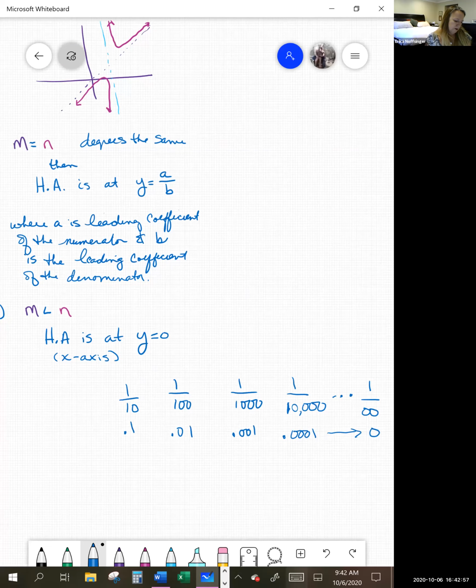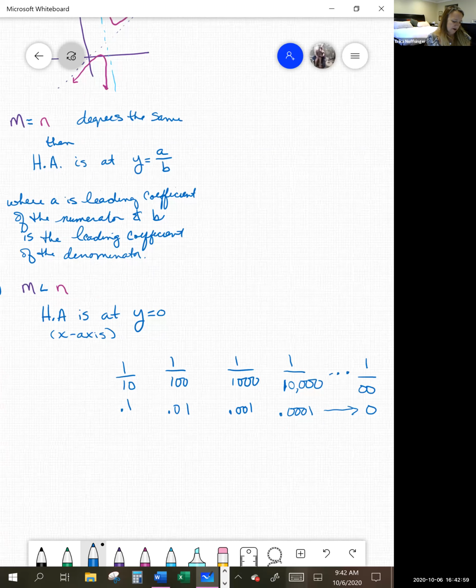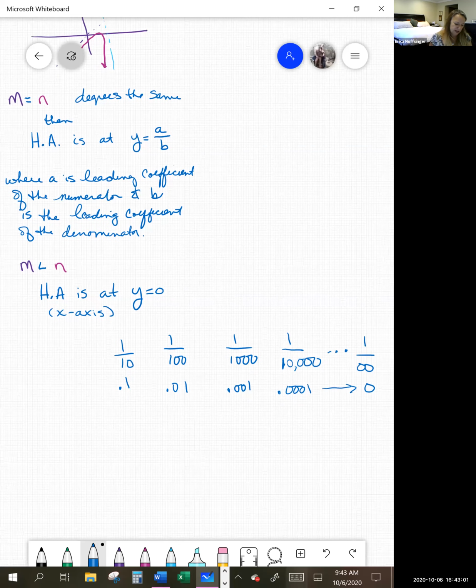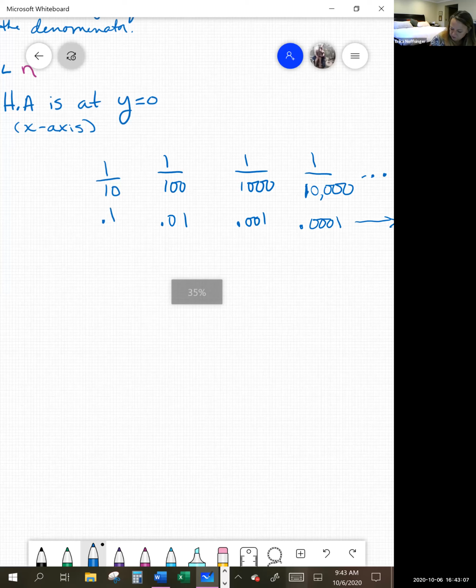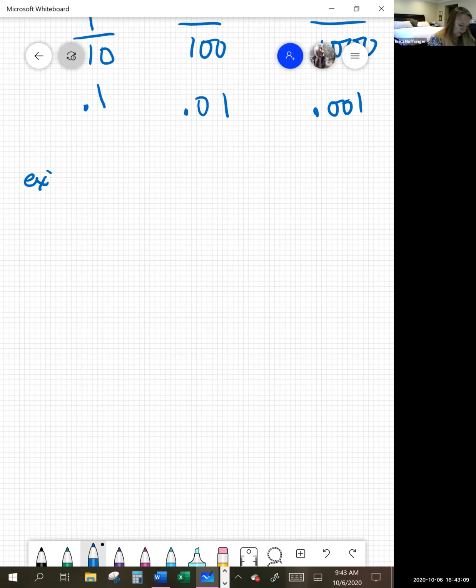Find the vertical and horizontal asymptote, if any, for each rational function. So if you have r of x is equal to 3x plus 5 all over x minus 6.